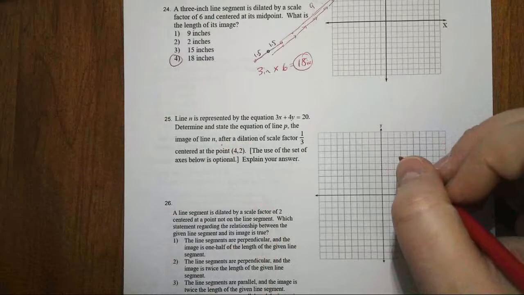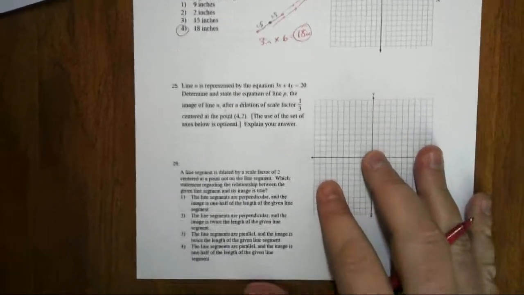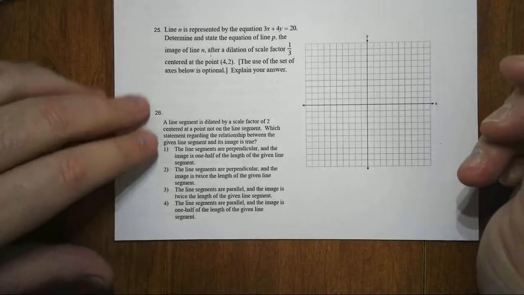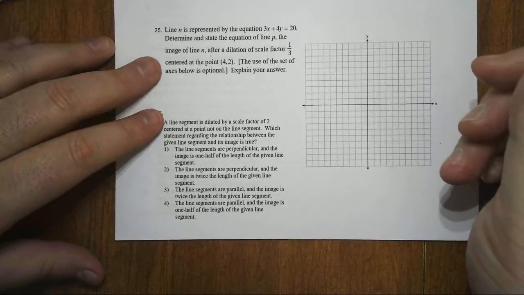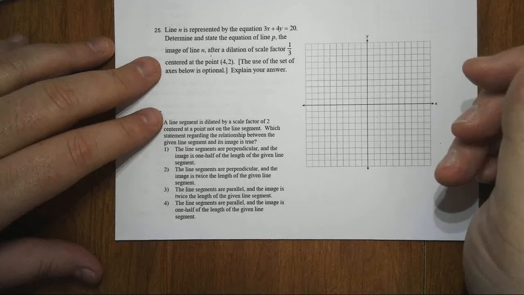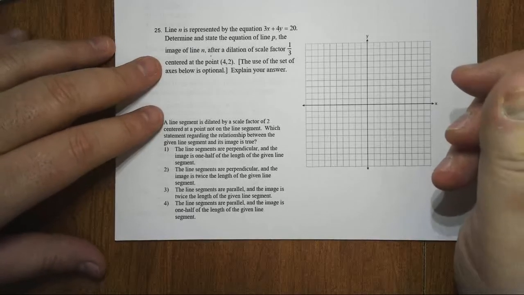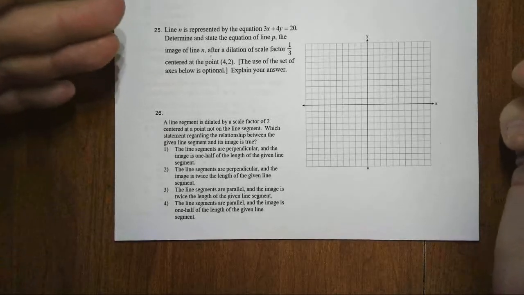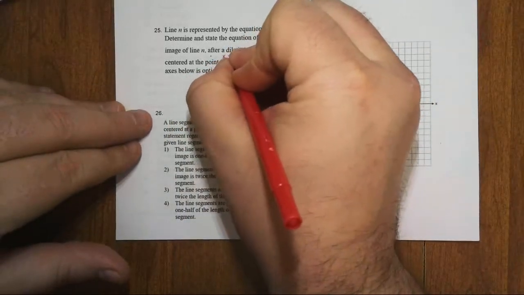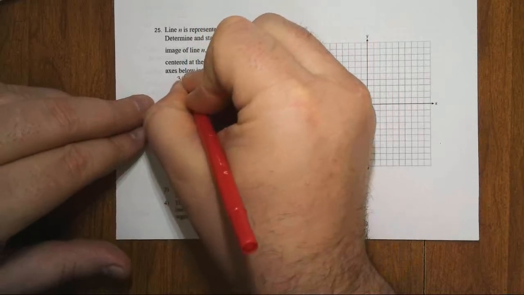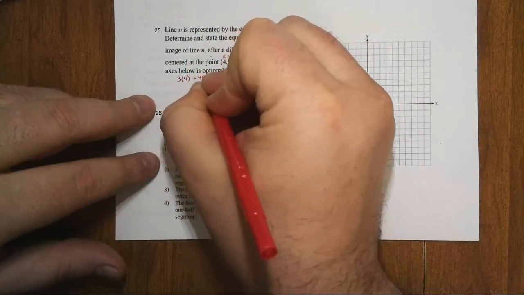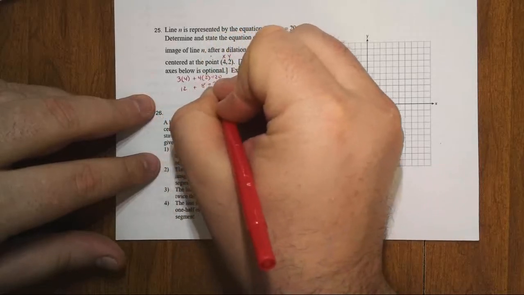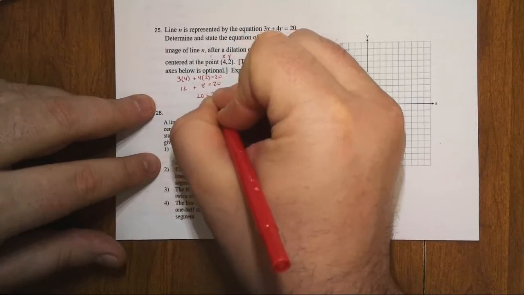Okay? 25. Line N is represented by the equation 3x plus 4y equals 20. Determine and state the equation of line P, the image of line N, after a dilation of scale factor 1/3 centered at the point (4,2). So, first things first, is the center on the line? We're going to plug x and y in. So it's 3 times 4 plus 4 times 2 equal to 20. Is 12 plus 8 equal to 20? Why, yes, indeed it is.